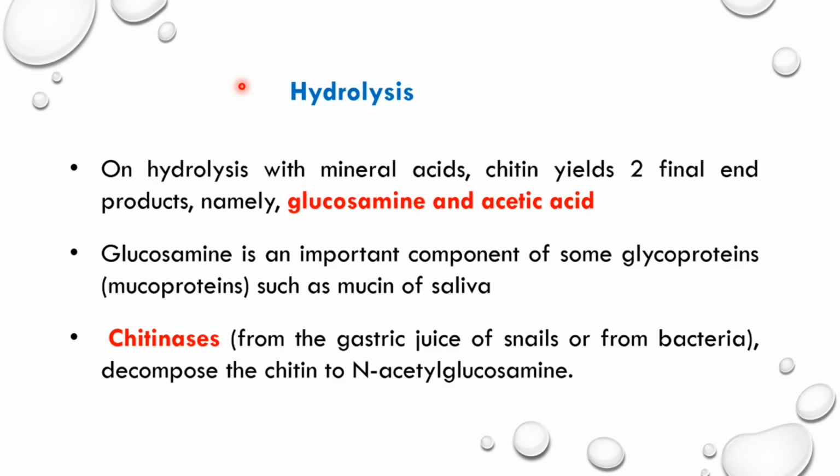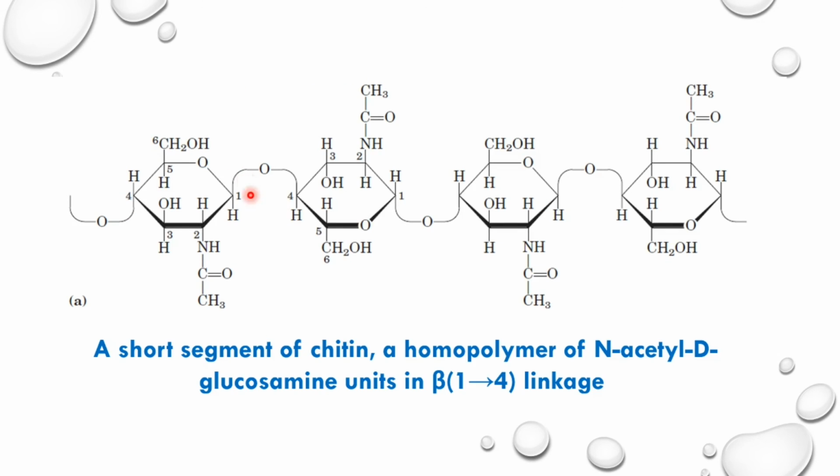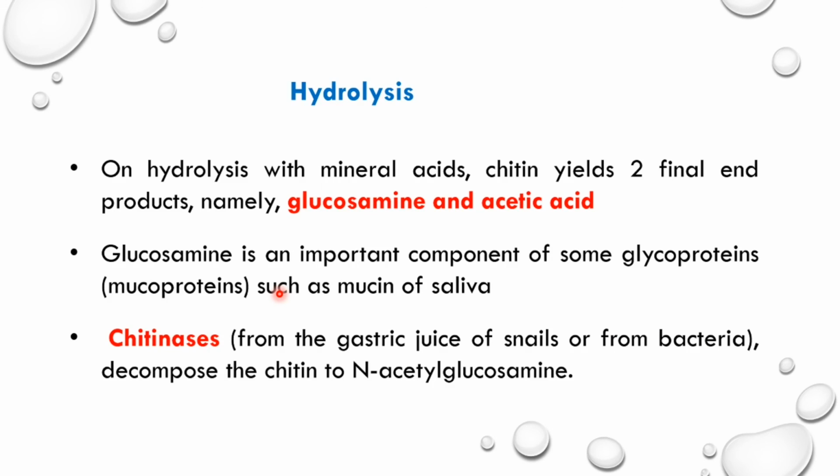Upon hydrolysis with mineral acids, chitin yields two final end products, namely glucosamine and acetic acid. That is, the glucosamine group is removed and the acetic acid also gets separated. And when it's treated with chitinase, enzymes of the gastric juice of snails or from bacteria that contain chitinase, it decomposes chitin into monomer units, N-acetyl glucosamine units.